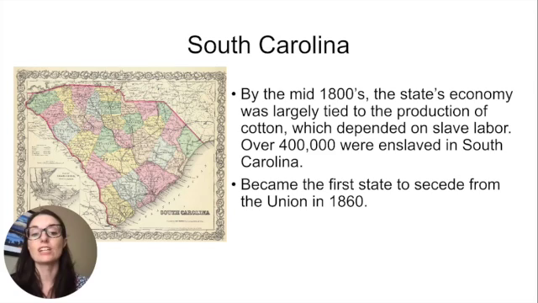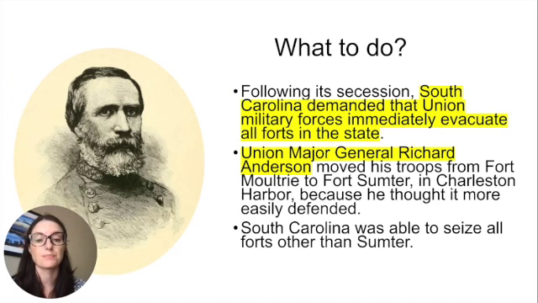By the mid-1800s, the state's economy, that's South Carolina, was largely tied to the production of cotton, which depended on slave labor. Over 400,000 were enslaved in South Carolina, and South Carolina became the first state to secede from the Union in 1860. What to do? Following its secession, South Carolina demanded that Union military forces immediately evacuate all forts in the state.